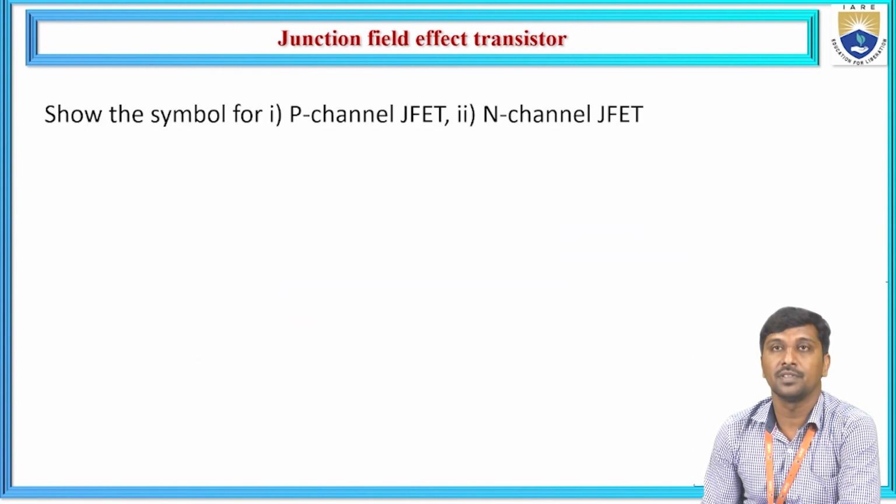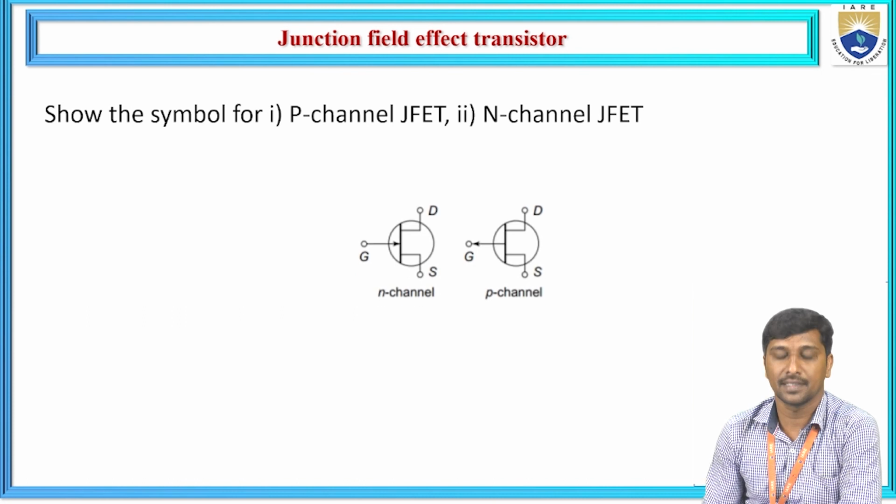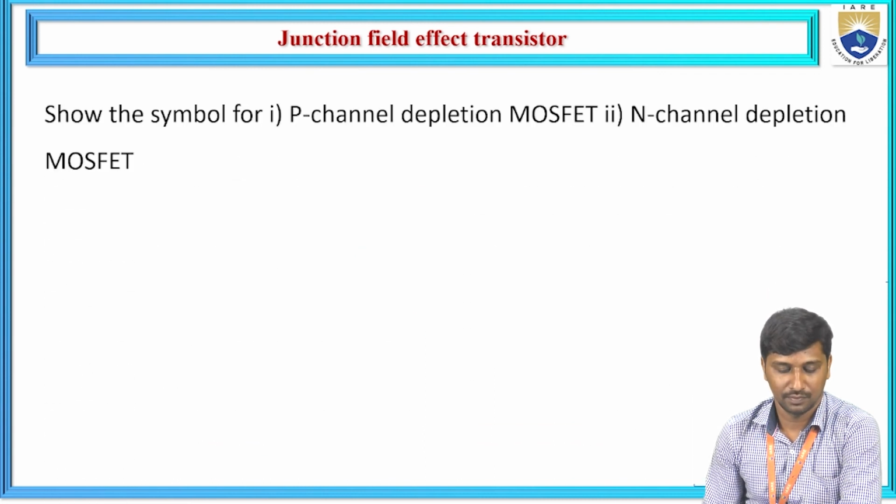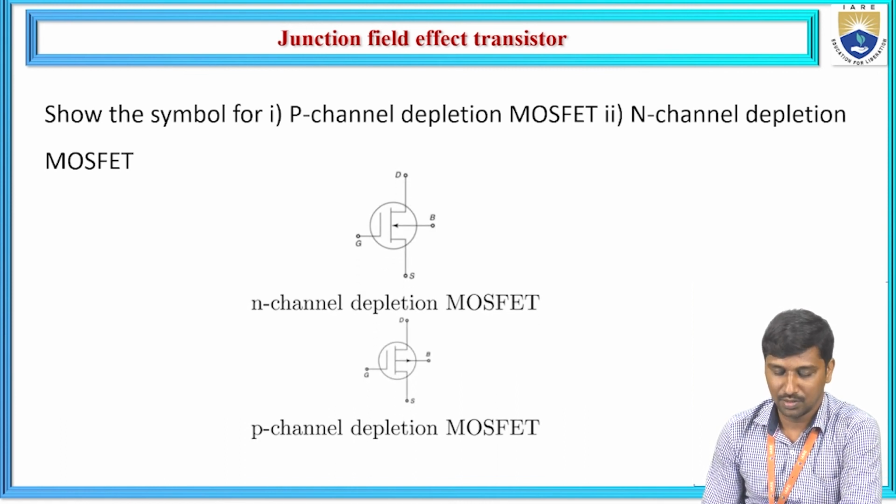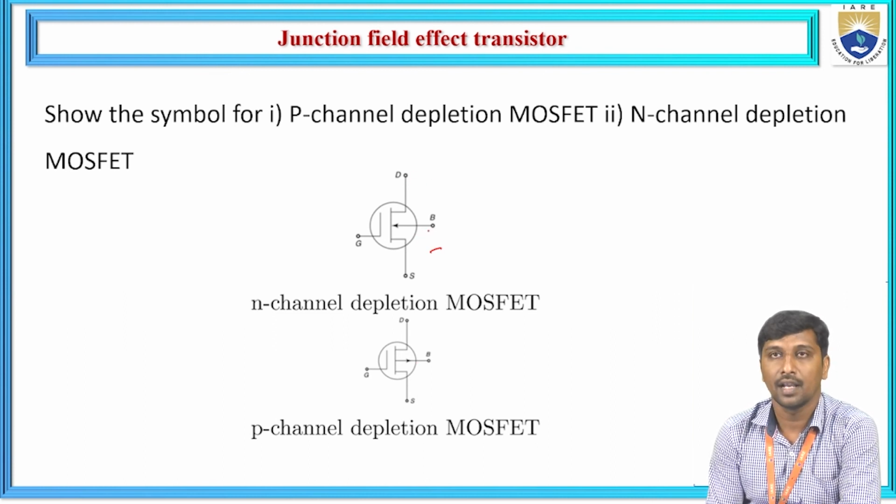Show the symbols for P channel JFET and N channel JFET. These are the symbolic representations for N channel and P channel JFETs. Then show the symbols for P channel depletion MOSFET as well as N channel depletion MOSFET. These are the N channel and P channel depletion MOSFETs. They contain three terminals: drain, source, gate, and one extra, the fourth terminal, the body. It is also called the base.